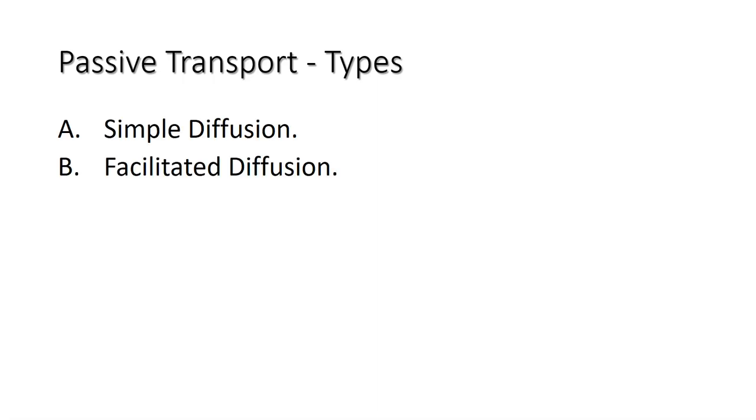Passive transport involves processes, namely diffusion, facilitated diffusion, osmosis, and filtration. These types will be discussed in detail in upcoming parts of this lecture. Before we discuss the differences between diffusion and facilitated diffusion, let's take a look at some general properties of diffusion.